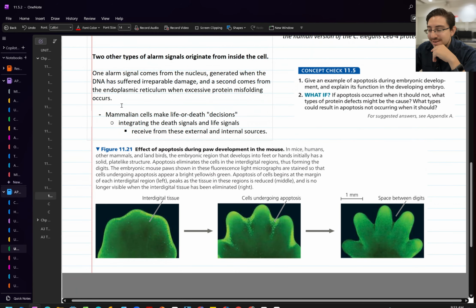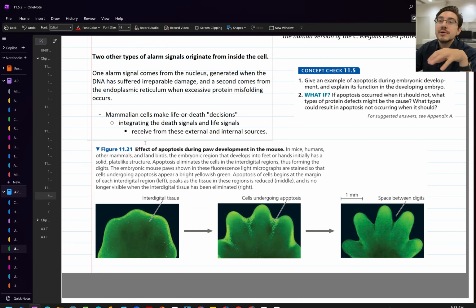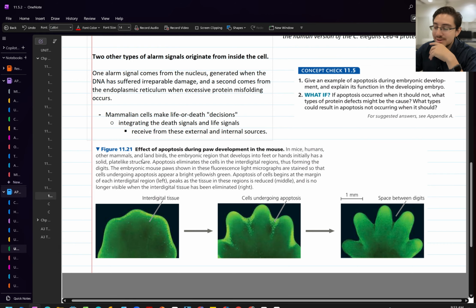So, interestingly, mammalian cells can make life or death decisions to destroy themselves, because it is better to sacrifice yourself rather than create problems for the whole.